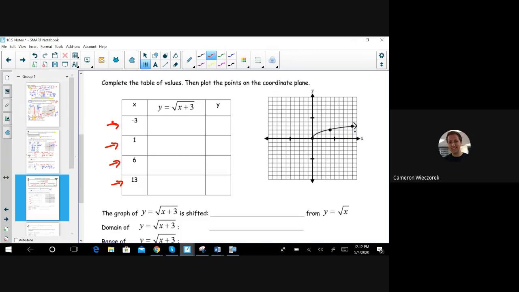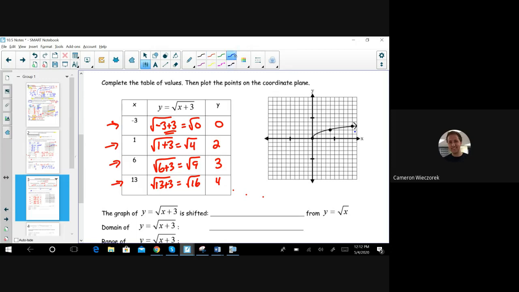So if I put -3 into this, the square root of -3 plus 3, well, add them up underneath first. -3 plus 3 is 0, so we're square rooting 0, which would be 0. If I put 1 in, square root of 1 plus 3 would be the square root of 4, which is 2. Square root of 6 plus 3 would be the square root of 9, which is 3. Square root of 13 plus 3 would be the square root of 16, which is 4.